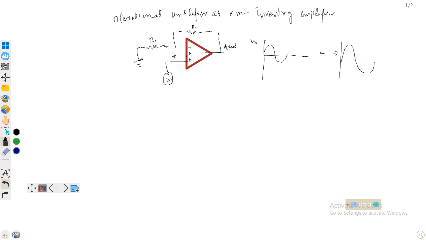So we try to solve this diagram. This is our resistor R1, and this terminal is grounded, so its potential will be 0. This is our non-inverting terminal, and here we will give some input voltage. This is our feedback resistor, through which we want to extract the output voltage. This is the output voltage. So let's see the current entering the circuit.